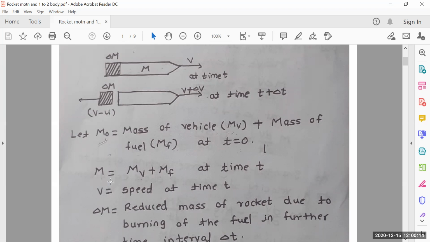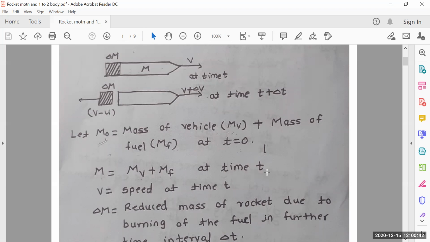Okay. And what is capital M? Now suppose we ignited the fuel. Okay. A few amount of fuel is burned up, and after burning up, what is happening? A large amount of hot gas is generated, and that hot gas will come out from the nozzle of the rocket. It will bump onto the ground, and the rocket will move up.